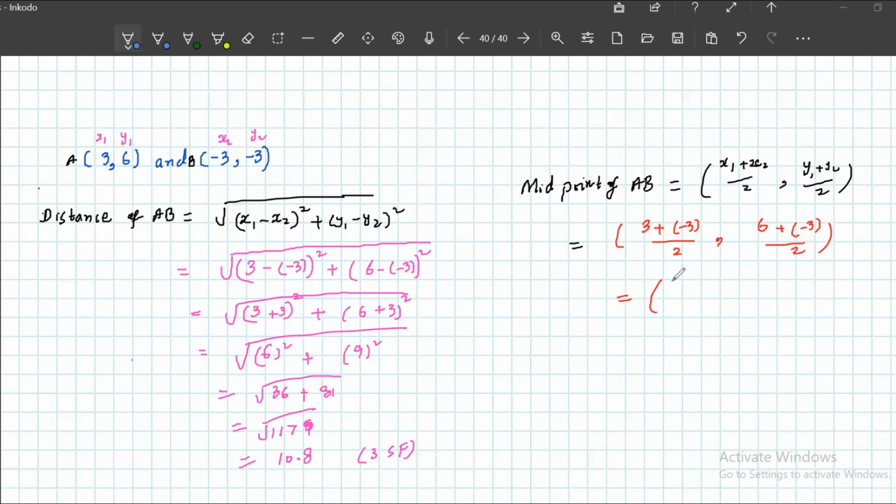So one more step, 3 minus 3, because plus minus is minus, and 6 minus 3 over 2. So 3 minus 3 is 0 over 2, comma 6 minus 3, 3 over 2. So that gives me 0, comma 1.5. So we found the midpoint of AB as well as the distance between 2 points AB. I hope it is clear.